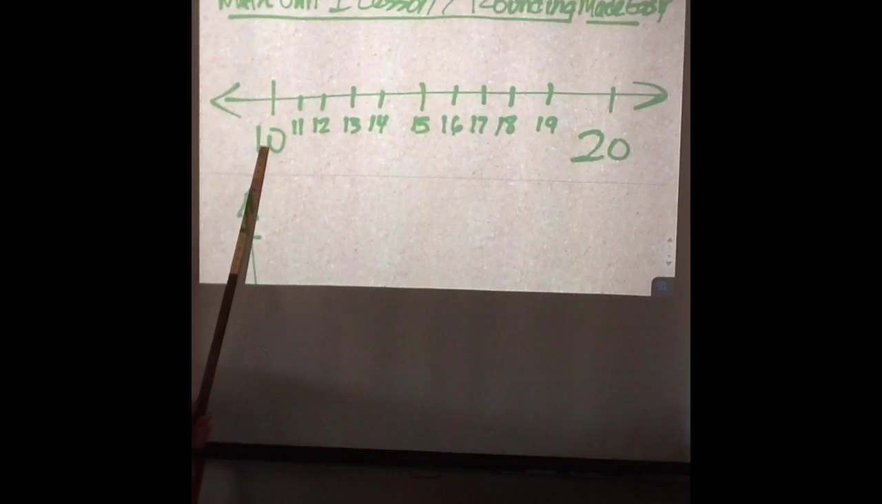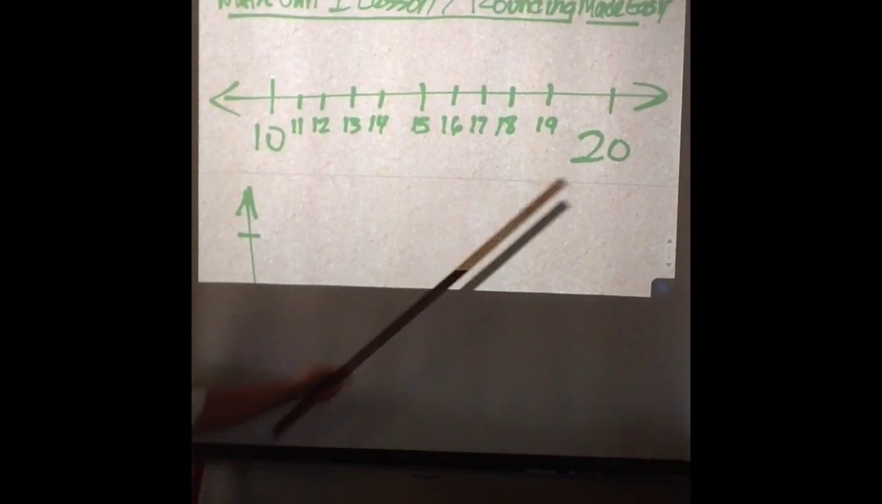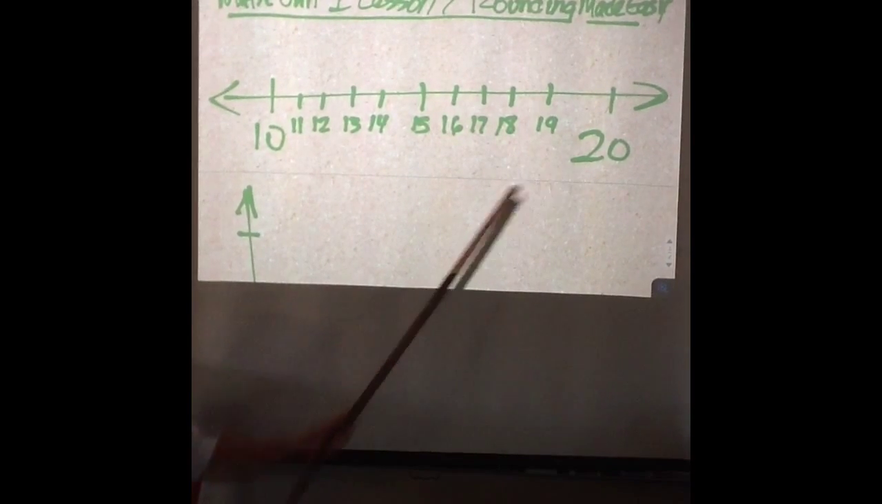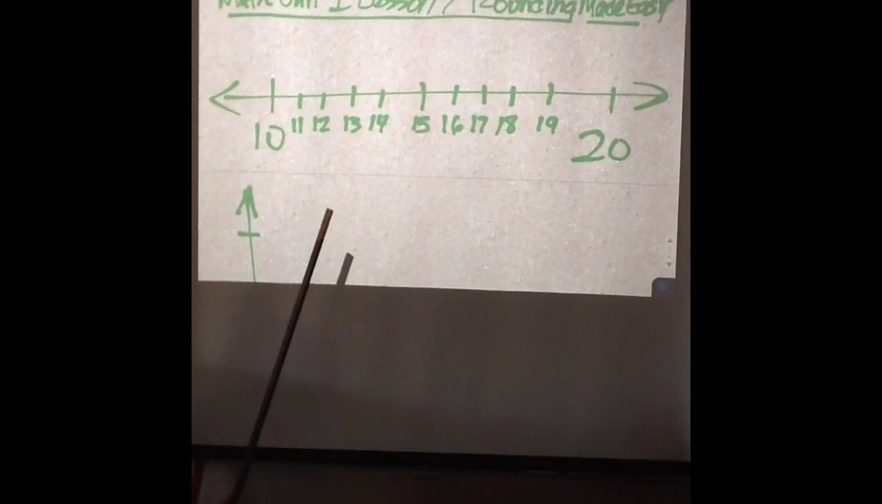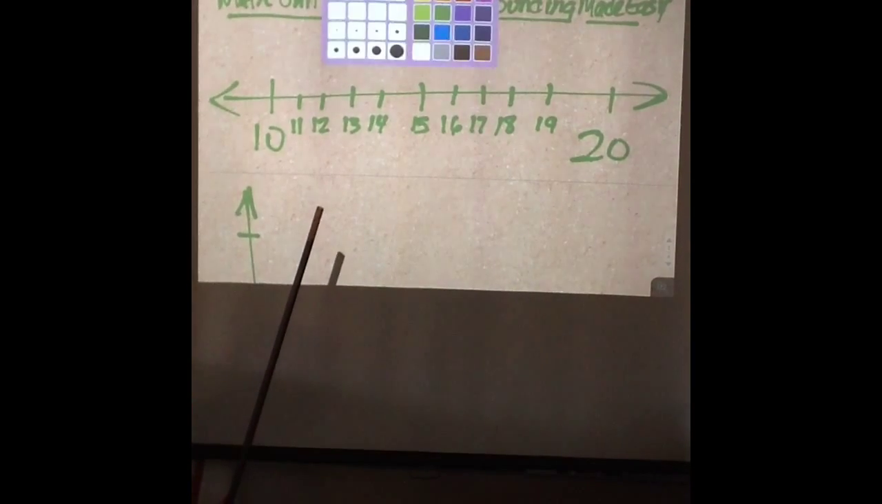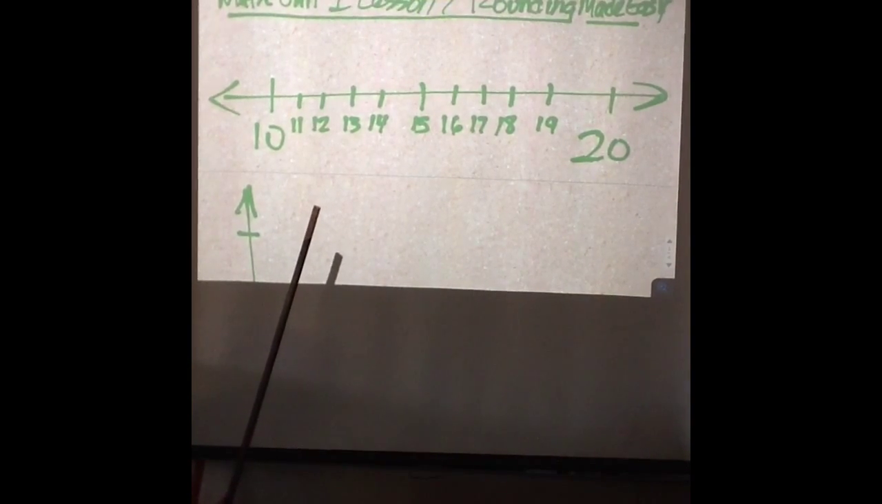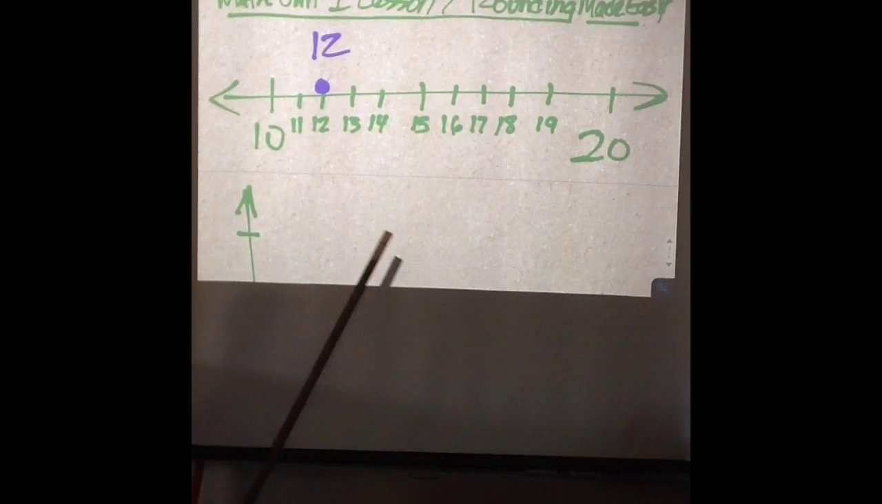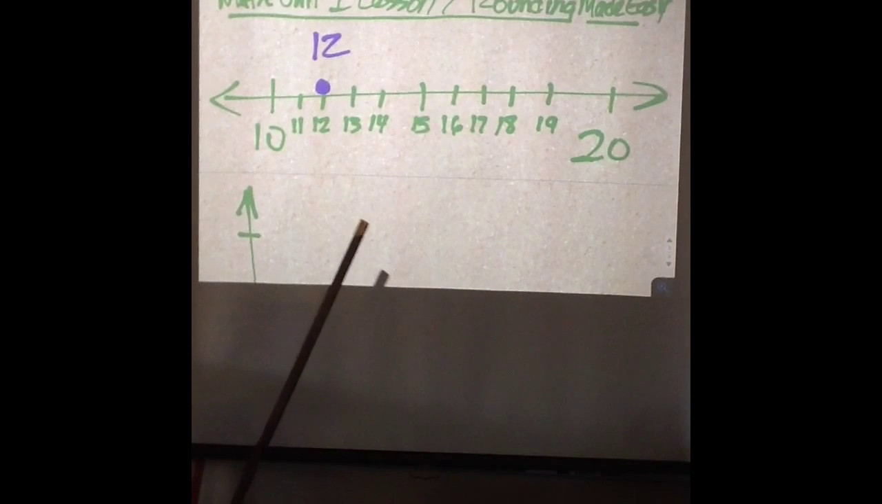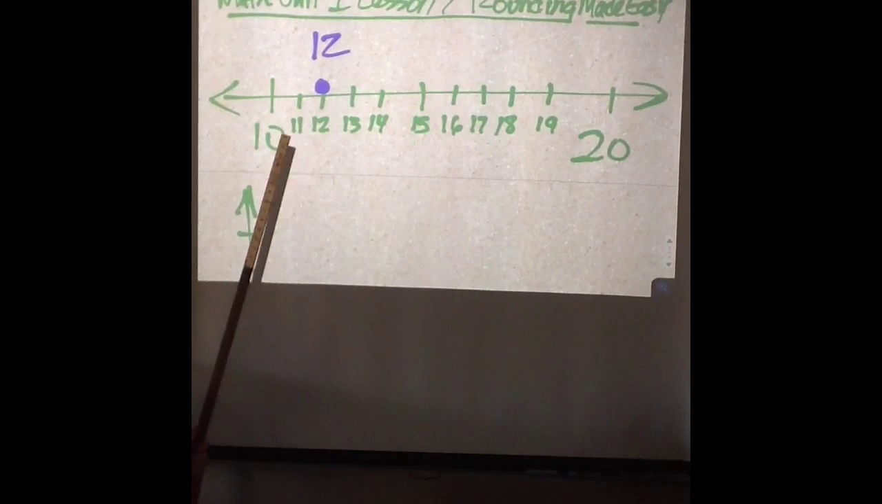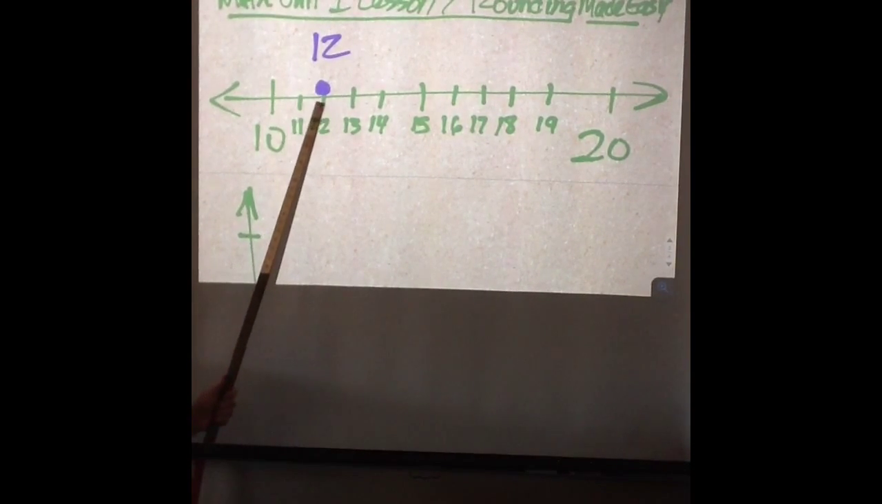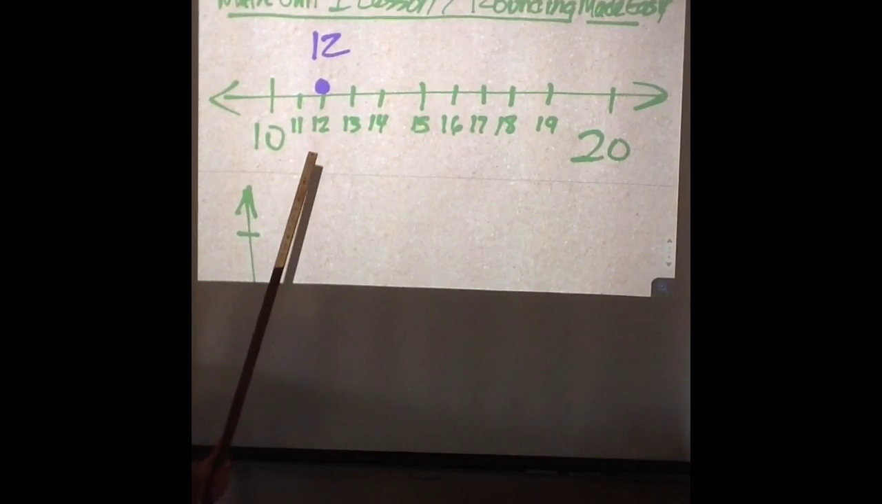All right, well, down here we have a number, everybody? 10. Up here we got a number? 20. Let's say our number that we're going to round is 12, okay? So our 12 is what we're looking to round. Now let's say our 12 is right here. It's on our number line, right? And we're going to round to the nearest 10.